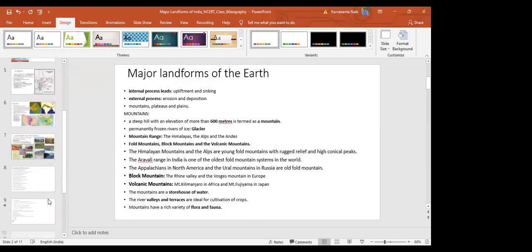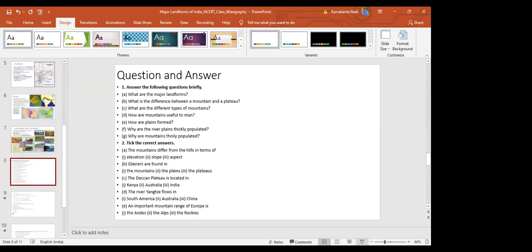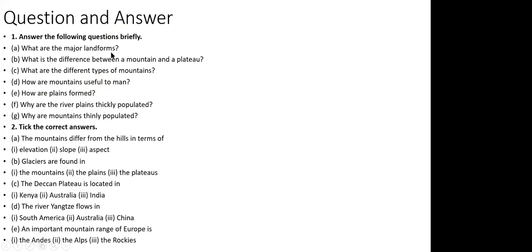Now there is the question answer round. I am sharing my screen again, and we'll be discussing the questions. All right. So the first question is, what are the major landforms? This is a very basic question. Who can answer this? Yeah, Kumkum. Plateau, plains, and mountains. Major landforms are plateau, plains, and mountains.